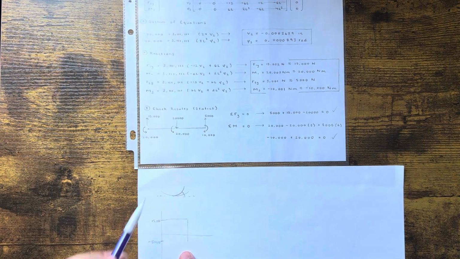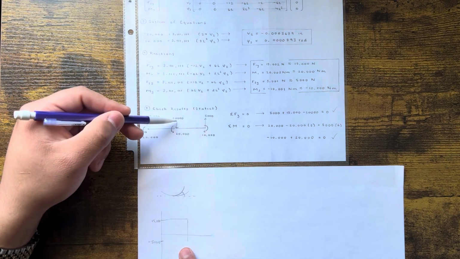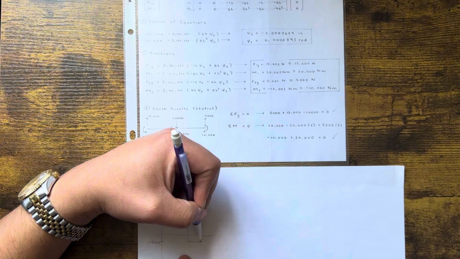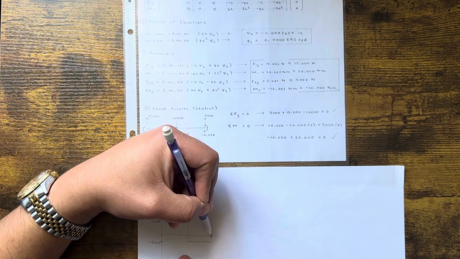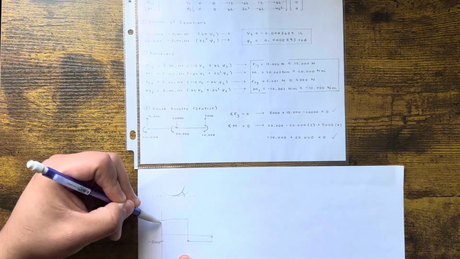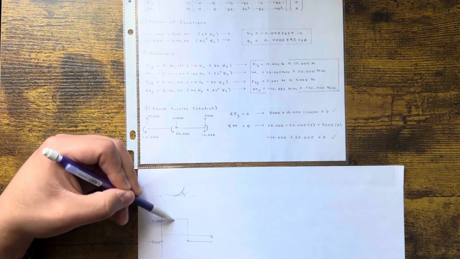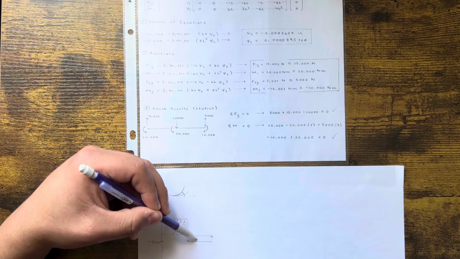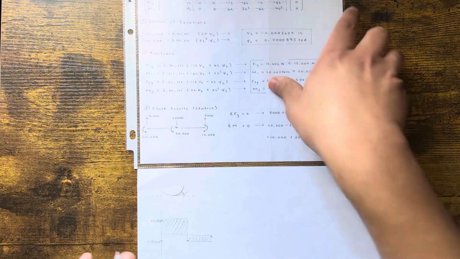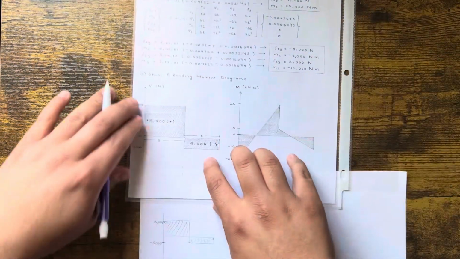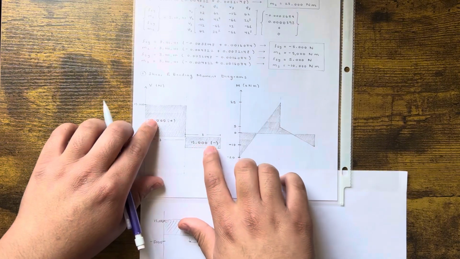I'm drawing sloppy, but I'll show you the answer in the back. 20,000 brought us down. Then nothing happened until the end. 5,000 pushed us back up. So boom, just like that, this is the shear diagram. And we verified it here. And that's just a nicer look. Forget about these numbers for now.